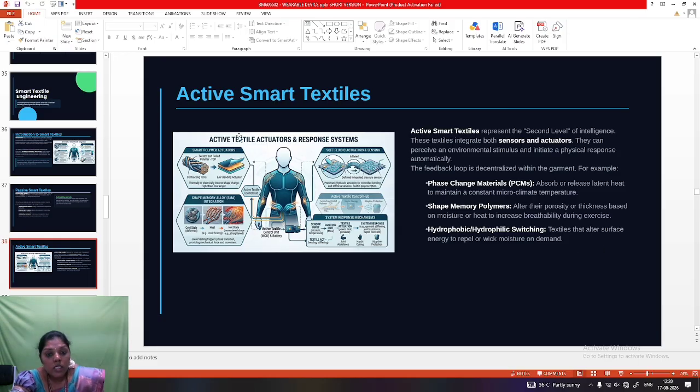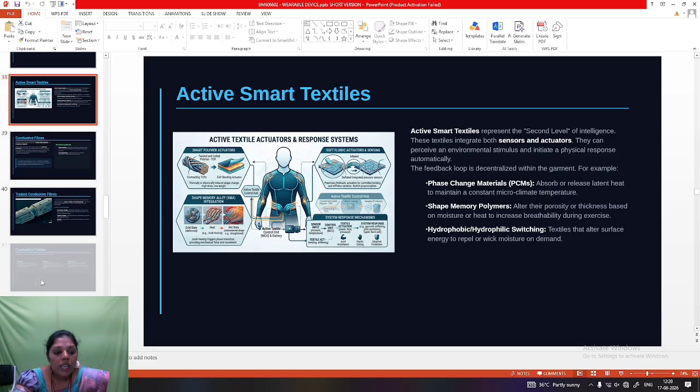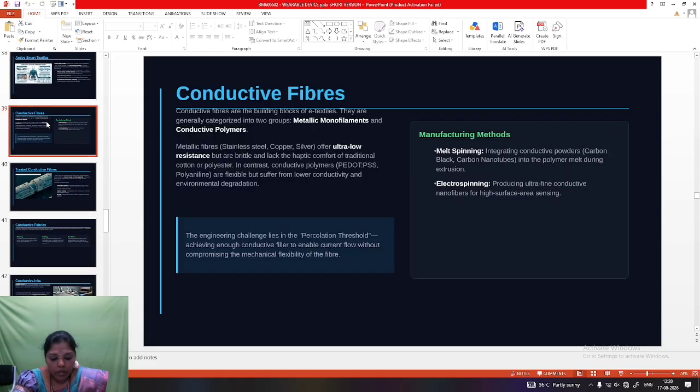The active smart textiles include smart polymer actuators, shape memory alloy integration, soft fluidic actuator sensing, and active sensing system response mechanisms. Next, let us discuss the details.